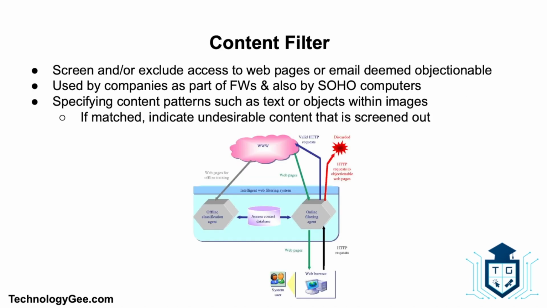And then we have a content filter. Content filtering is the use of a program to screen and/or exclude access to web pages or email that is deemed objectionable. Content filtering is used by companies as part of their firewalls and also by SOHO personal computers. Content filtering works by specifying content patterns such as text strings or objects within images that, if matched, indicate undesirable content that is to be screened out. A content filter will then block access to this content.